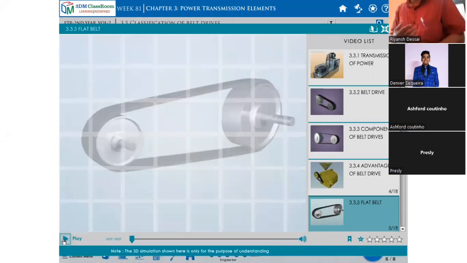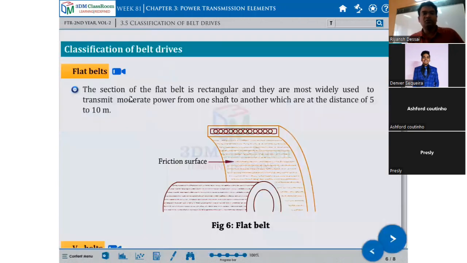So this is the flat belt. The section of the flat belt is rectangular and they are most widely used to transmit moderate power from one shaft to another, which are at a distance of 5 to 10 meters. So we can go for an open belt drive only when the distance between the two pulleys is 5 to 10 meters. Less than that we can go for a V belt, something less than that a chain drive, or if congested then a gear drive.